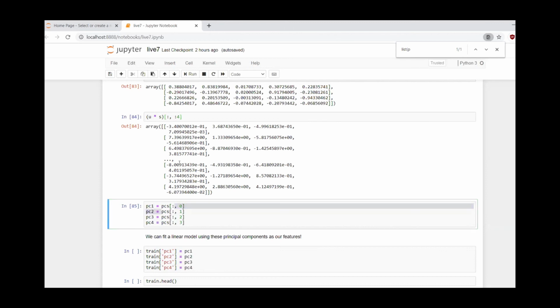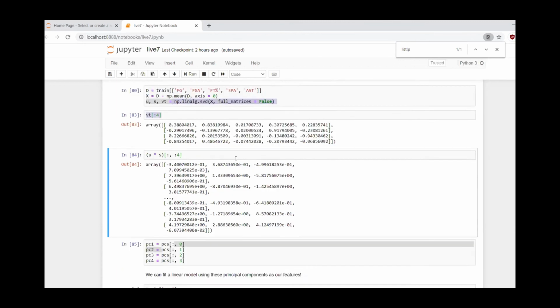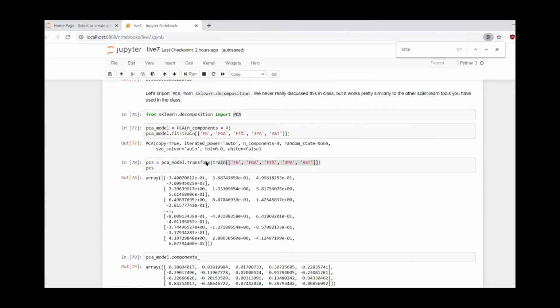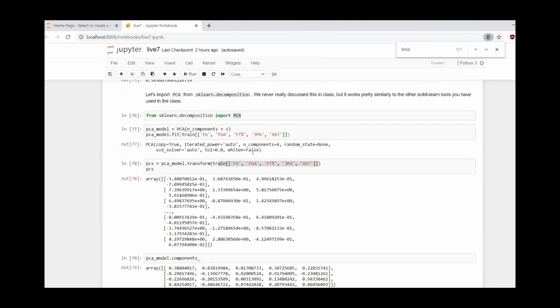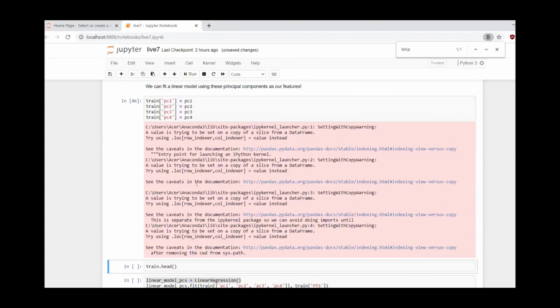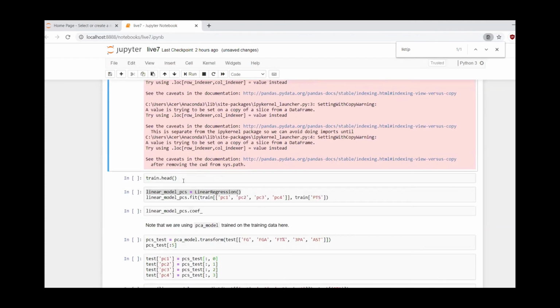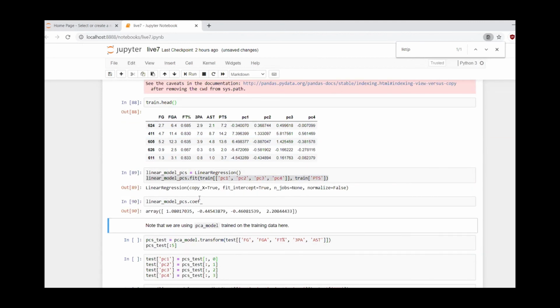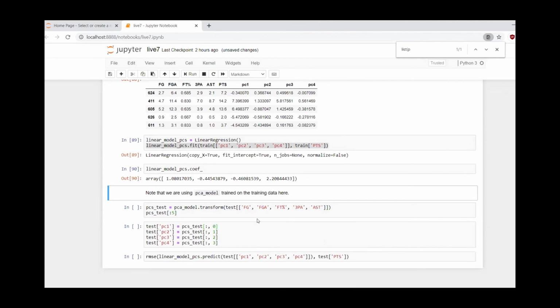So you can do the SVD, or you can use the PCA object. We don't use the PCA object in this class, but maybe in the future we will. Who knows? So what we can do is train a linear model with the principal components as the features. So what I can do is do that. I get some coefficients.